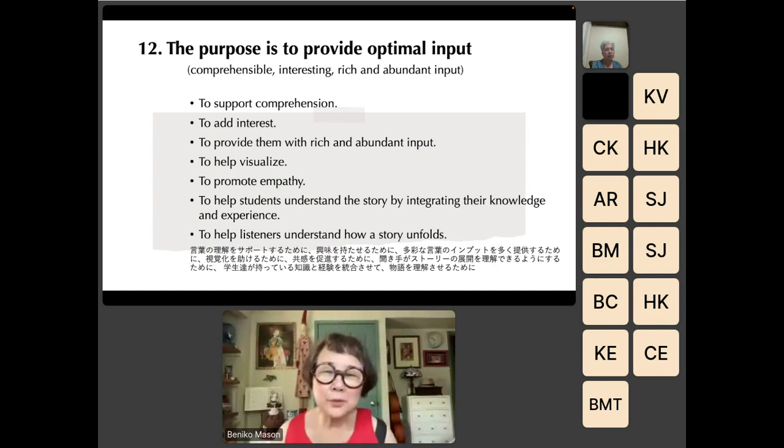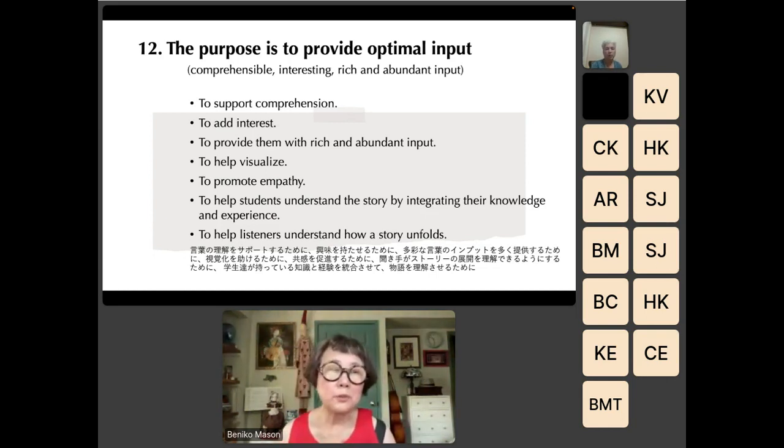Okay, to help students understand the story by integrating their knowledge and experience. And so what we are doing is that everybody has had fear before. We have felt anxiety. We have had the experience of being threatened before. We have all sorts of different experiences, and we want that experience to be connected when they hear the story. That's why we use optimal input, to help students understand how a story unfolds.